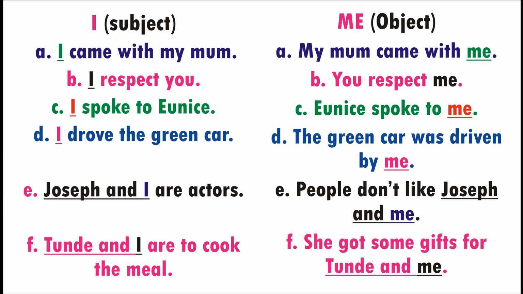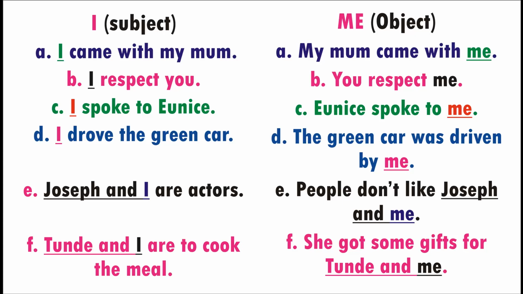So as the object, she got some gifts for Tunde and me. Not she got some gifts for Tunde and I. The reason is because Tunde and me here are the object of the preposition for. So do not say for Tunde and I. Say for Tunde and me.